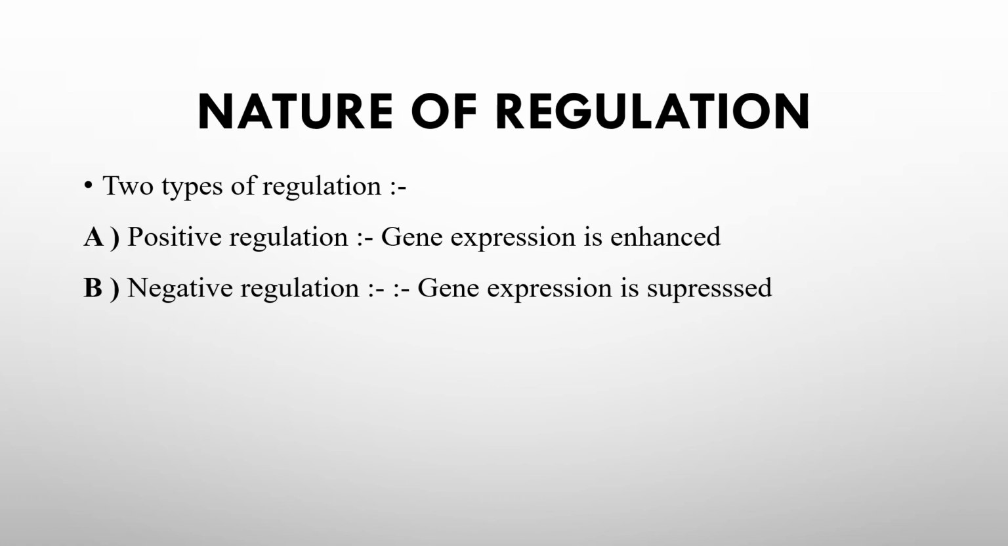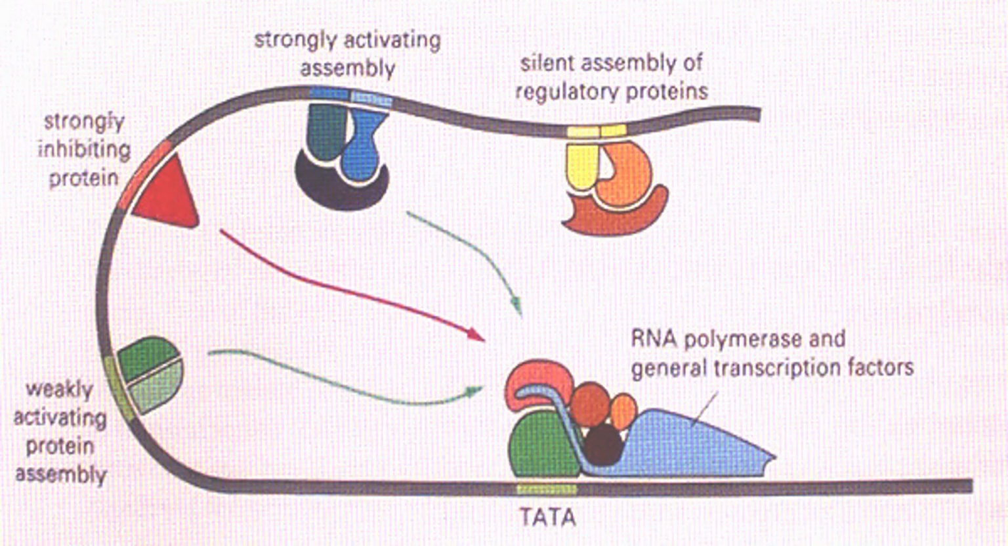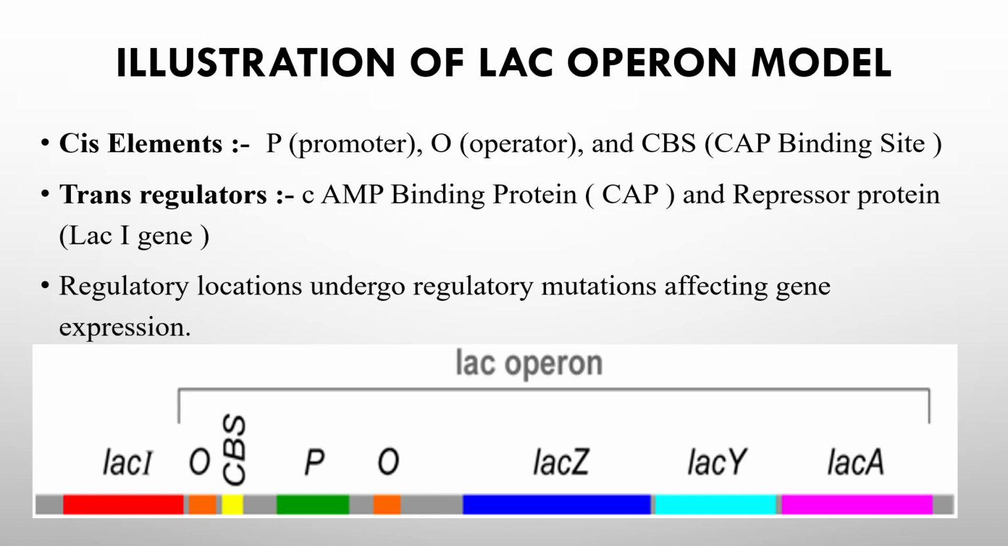So it may be a positive regulation enhancing the gene expression, and it may be a negative regulation suppressing the gene expression. Here is the picture which is showing that the genome has the power to loop upon itself so that the different cis elements and the bound transregulators can come in close vicinity to the promoter region and the bound RNA polymerase, and thus influence the gene expression. So we are going to illustrate the lac operon model in order to understand this topic in more detail.